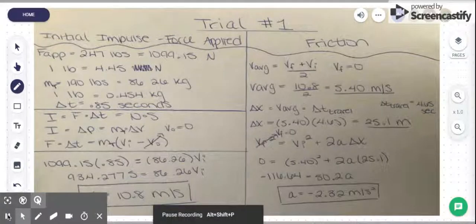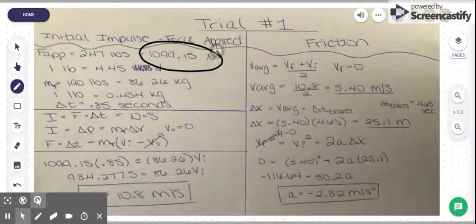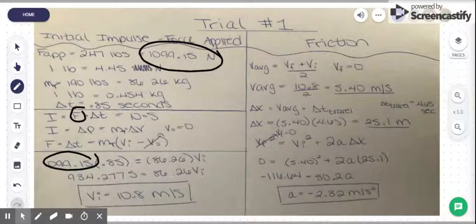Trial 1 refers to Pat being the skater. So for the initial impulse, we measured the force applied using the weight scale, which came to 1099.15 newtons. As seen here, we use this conversion from pounds to newtons. The mass total is 86.2 kilograms.